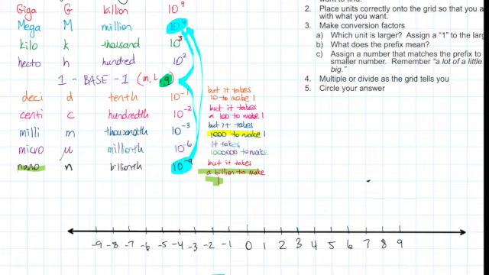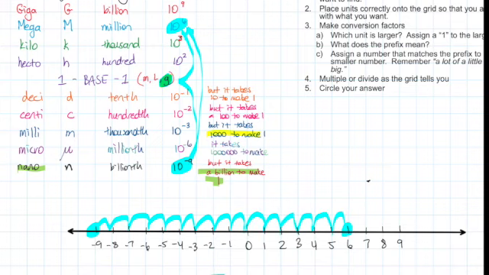So if I look at my number line, 10 to the minus 9 to 10 to the 6, that's a whole bunch of jumps. This is 9 jumps. 1, 2, 3, 4, 5, 6, 7, 8, 9. And this is 6. 10, 11, 12, 13, 14, 15. So there's a difference of 15.